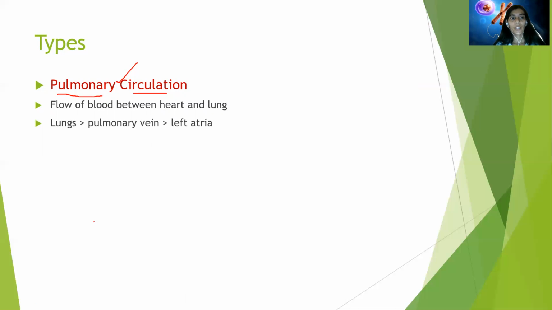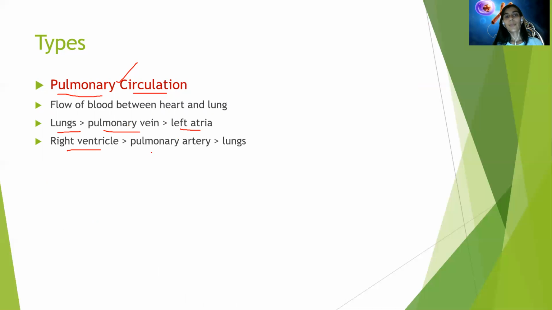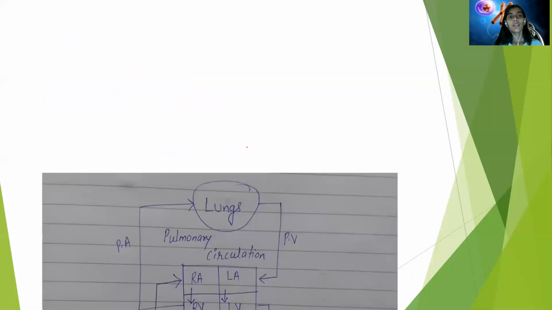Now how does it flow? From the lung, the pulmonary vein carries the oxygen-rich blood and reaches the left atrium, then the left ventricle, and then the process of carrying the blood to the body starts. The deoxygenated blood present in the right ventricle is carried by the pulmonary artery to the lung. So this is between the heart and lung only, and it's called the pulmonary circulation.